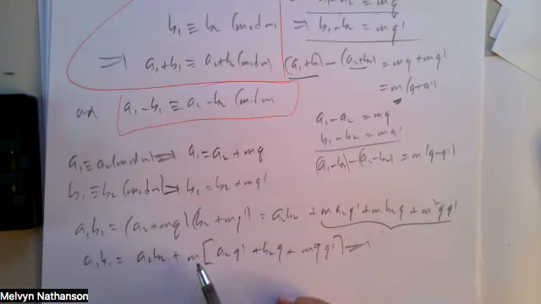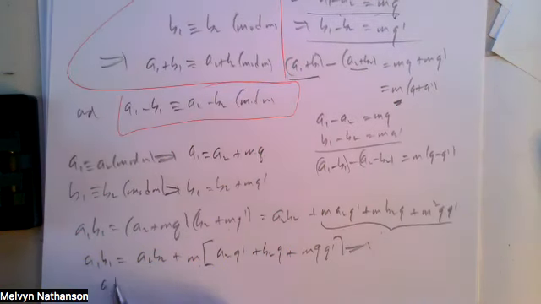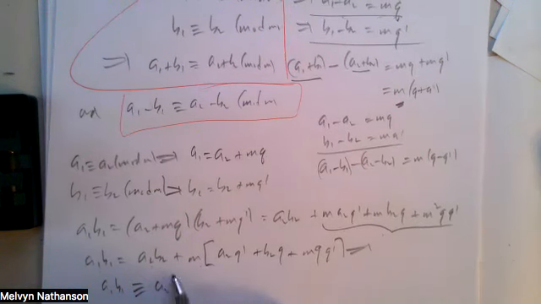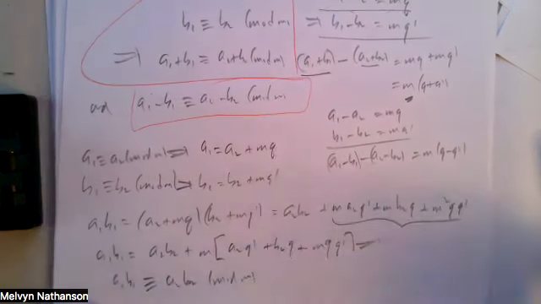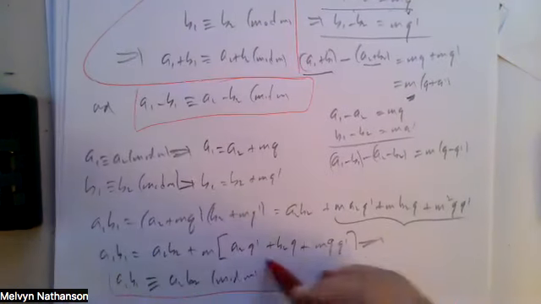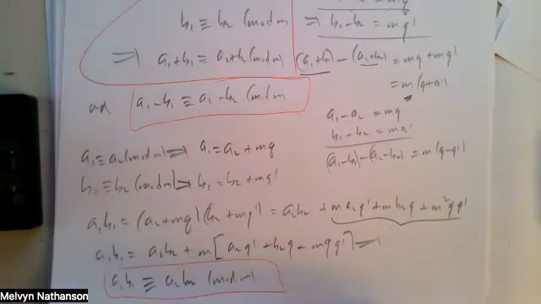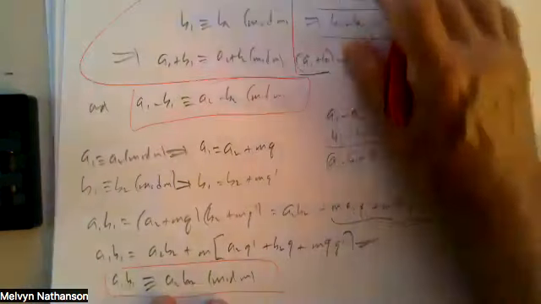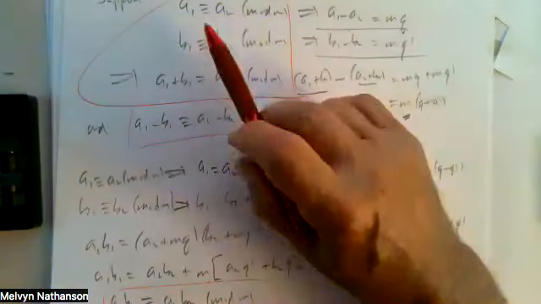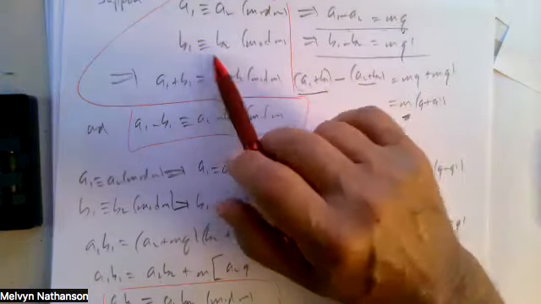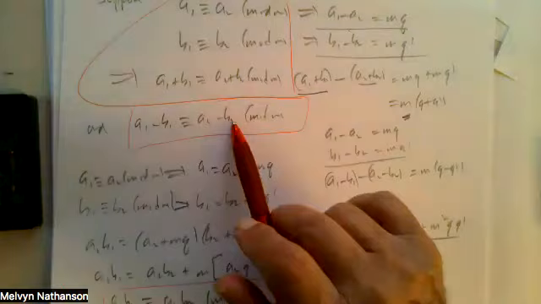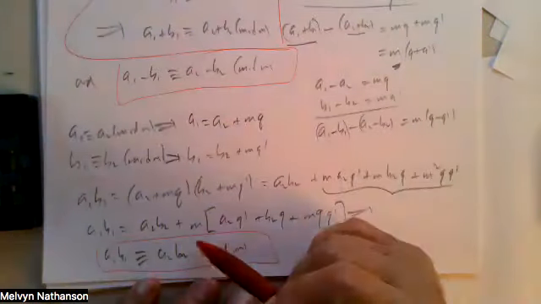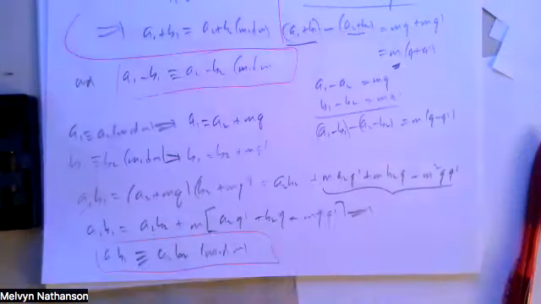Which means m divides the difference of these two numbers. So A1B1 is congruent to A2B2 mod m. So this is really important. If you have congruences, A1 congruent to A2 and B1 congruent to B2, you can add the congruences, you can subtract the congruences, and you can multiply the congruences.